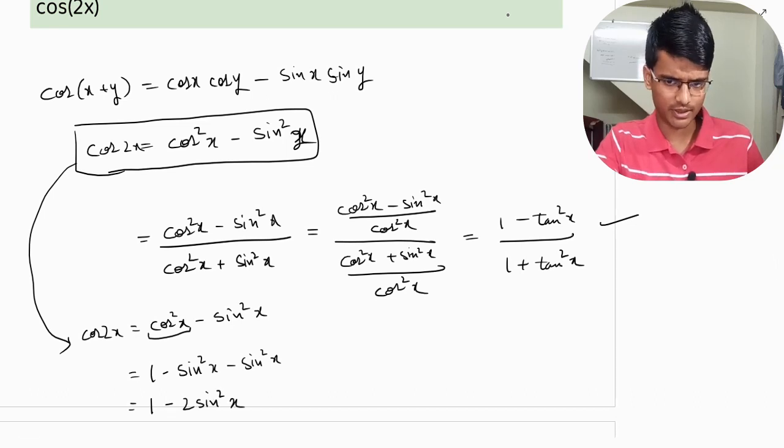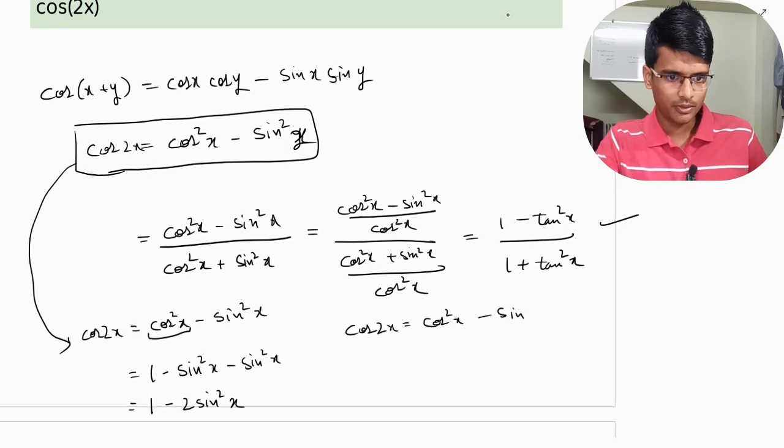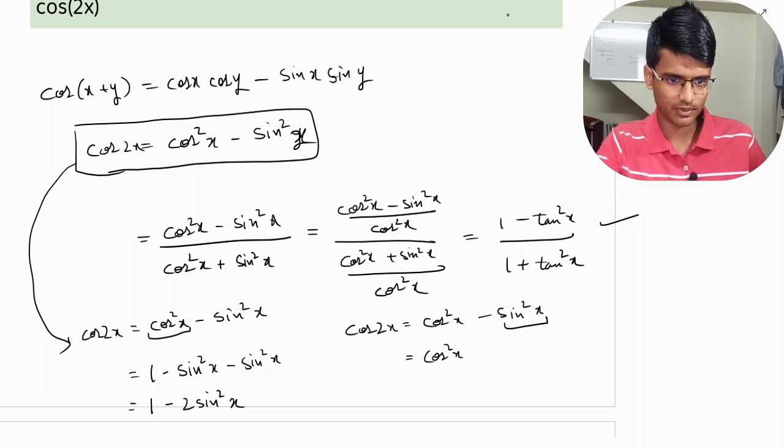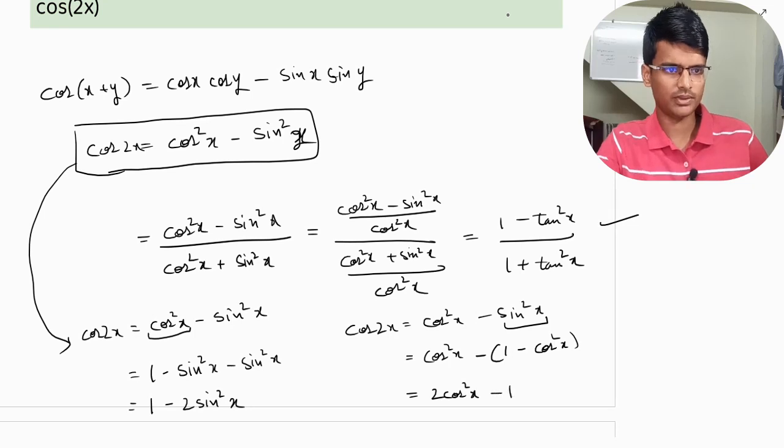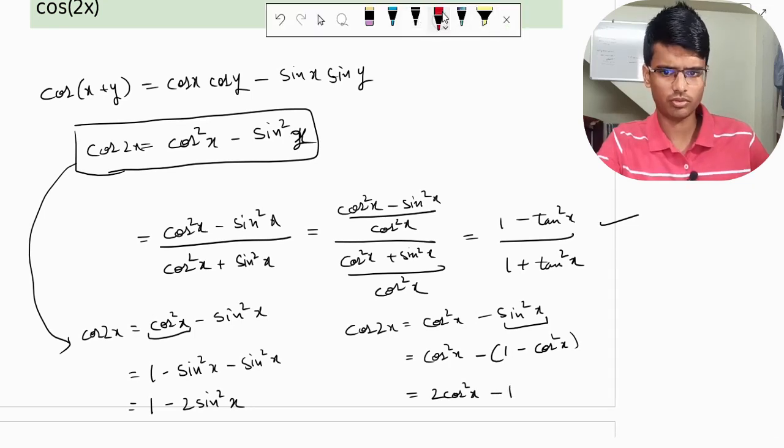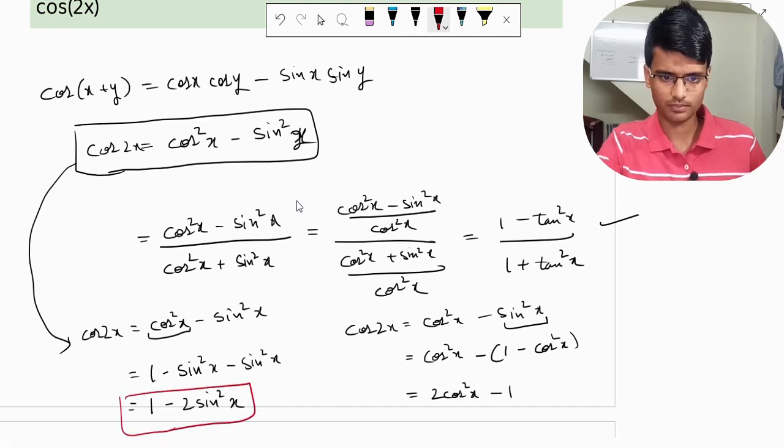Similarly, I can write one more formula. I can express sin square x in terms of cos square x. It will be 1 minus cos square x, which gives 2 cos square x minus 1. So these are the three formulae for cos 2x. This is one, this one, and in terms of tan.